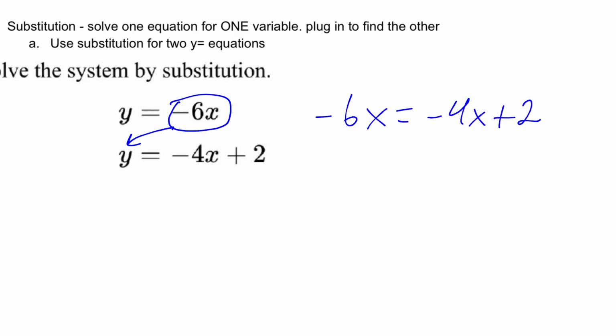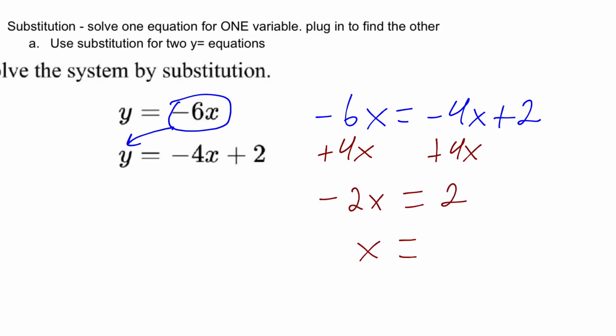This goes back to Unit 1. What do you do? You have to get all of the x terms on one side of the equation. I'm going to choose the left. This gives me negative 2x is equal to 2. If I divide by a negative 2, I get negative 1.